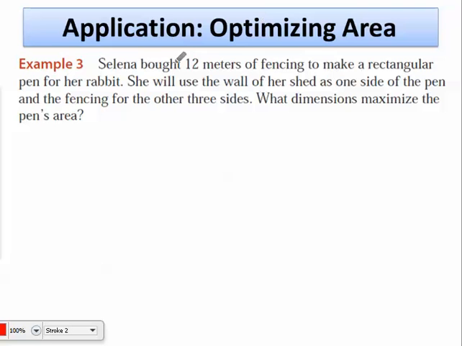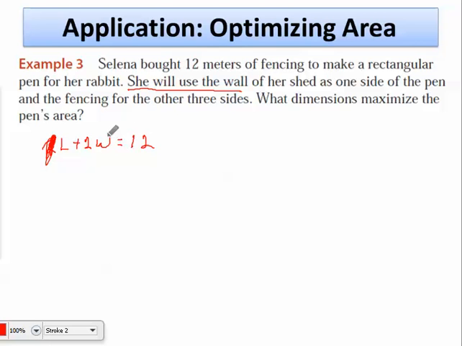Now, Selena bought 12 meters of fencing to make a regular pen for her rabbit. Well, I know the formula for perimeter. That's 2 times the length plus 2 times the width. And that's going to be equal to 12 meters, right? Wait a second. She'll use the wall of her shed as one side of the pen. So mark out one of those lengths. It's only going to have one length and 2 widths.